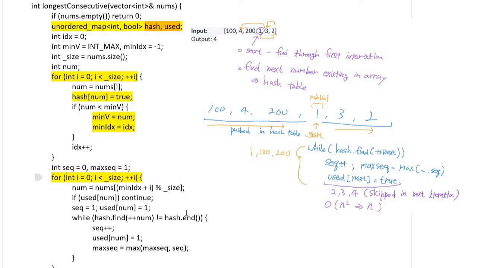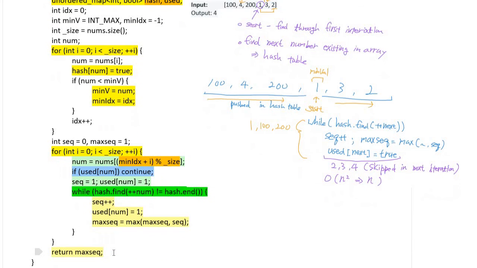And in the second for loop, we calculate the num's index to start from the min value. As you can see in the diagram, it starts from 1 and moves toward the right side in a round-robin way. If the number is already used in a previous while loop iteration, we should skip this number. If the number is not used, we do the while loop operation to find consecutive increasing numbers starting from this number. If the next number is found in the hash table, we increase the sequence number and set the used flag, and also update the maximum sequence. And lastly, return the max sequence at the end of the function.